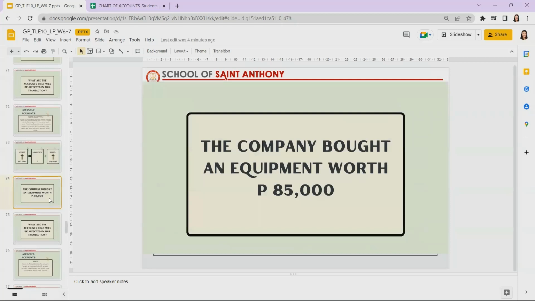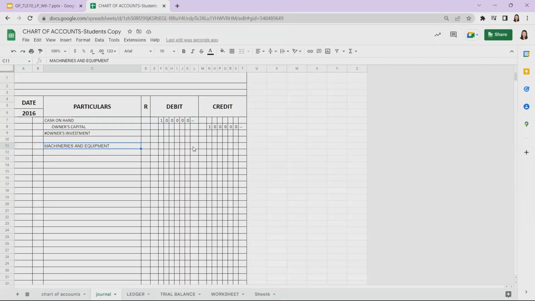So we bought an equipment worth 85,000. So our machineries and equipment increased. It is an asset account. That is why it is written on the debit side. So we have 85,000. So again, remember that whenever you write the amount in the journal, you have to start first on the right side. So you have ones, tens, hundreds, 1,000, 10,000. So you have 85,000. We have debit, machineries and equipment, 85,000.